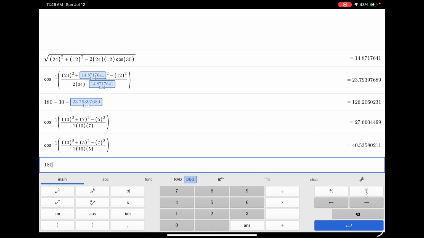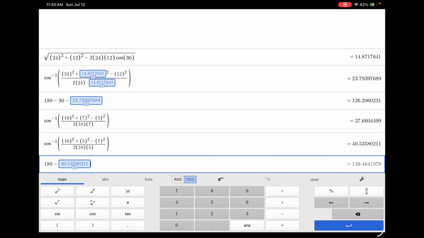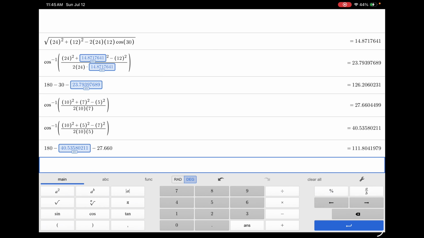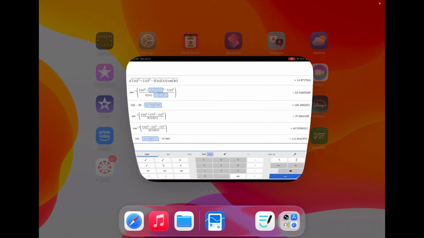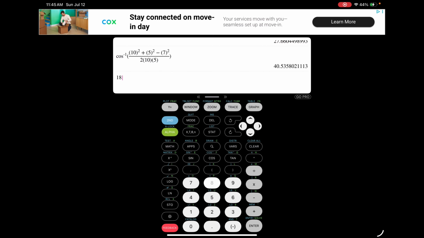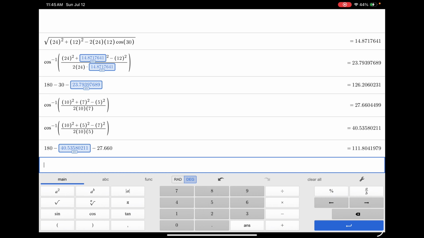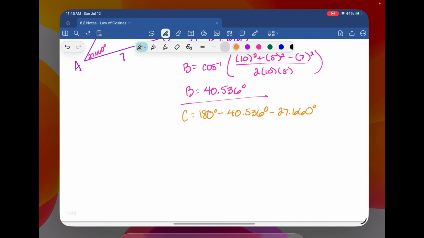All right, so 180 minus, we're going to go ahead and use that previous answer just so we have a more exact one, and then 27.660, which gives 111.804. So 180 minus previous answer. Now with this one you can scroll back up and highlight, that way you give me a more exact answer. 111.804, which is the same thing.